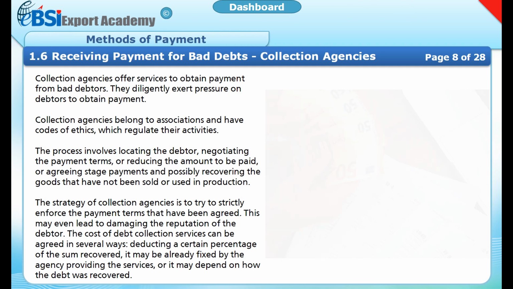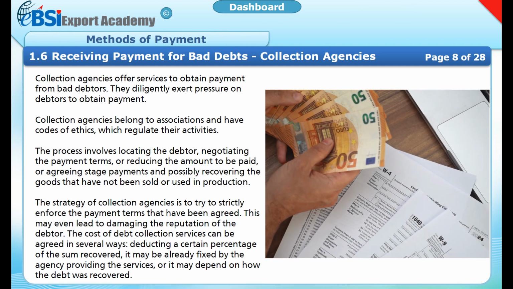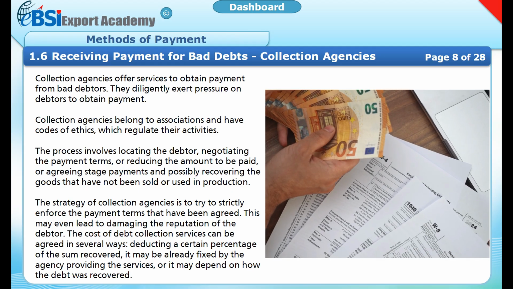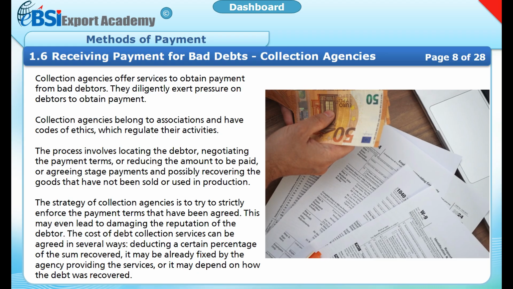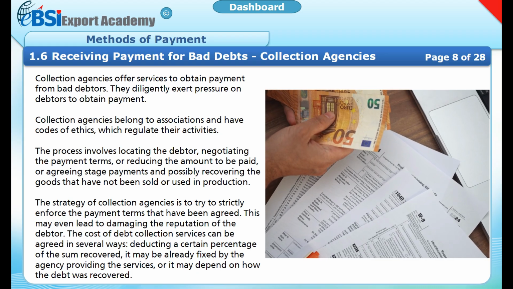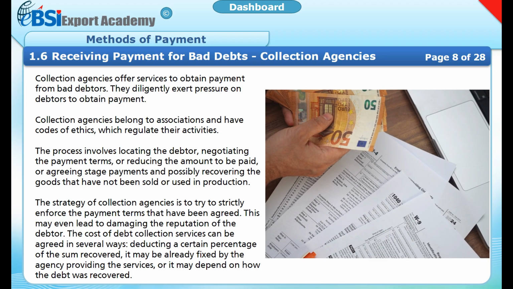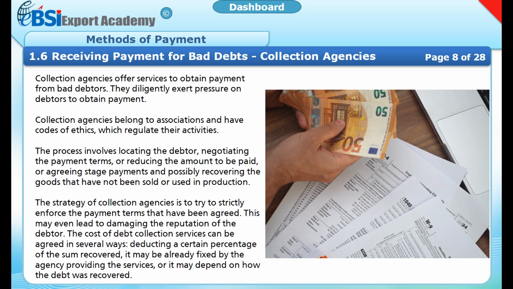Receiving payment for bad debts. Collection agencies. Collection agencies offer services to obtain payment from bad debtors. They diligently exert pressure on debtors to obtain payment. Collection agencies belong to associations and have codes of ethics which regulate their activities.